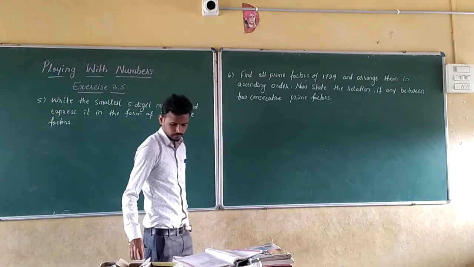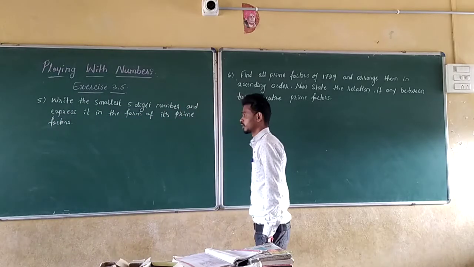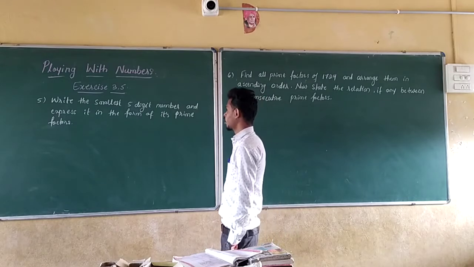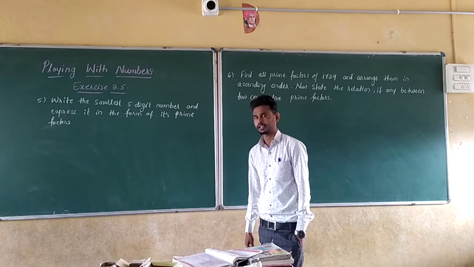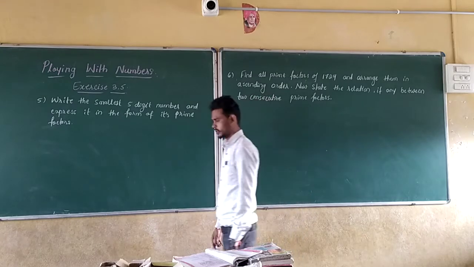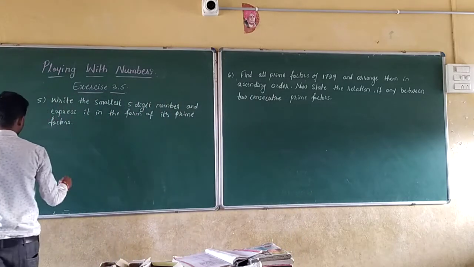So in that, fifth main question. Write the smallest 5-digit number and express it in the form of its prime factors. So which one is the smallest 5-digit number?